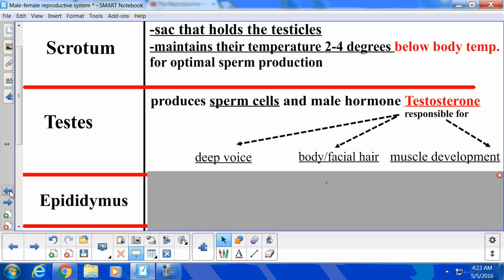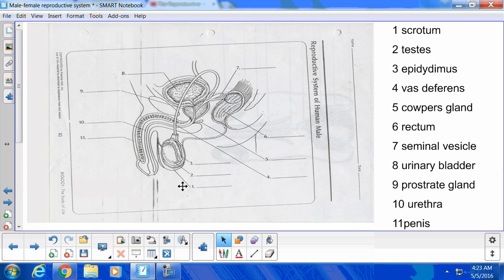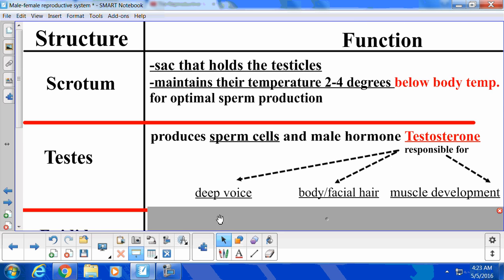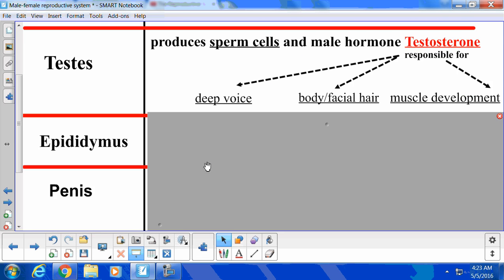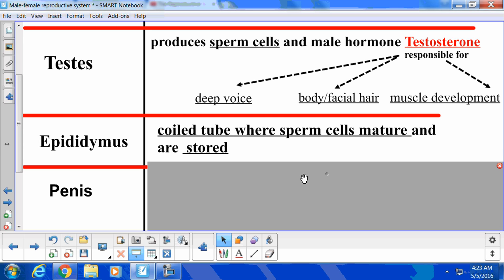Let's take another look at where that is. So the epididymis was labeled number 3. It's a structure that lays right on top of the testes, and its function is the storage of the sperm cells. As sperm cells are made in the testes, they move on and mature inside the epididymis, and so it's like a storage tank for the sperm cells that are produced.